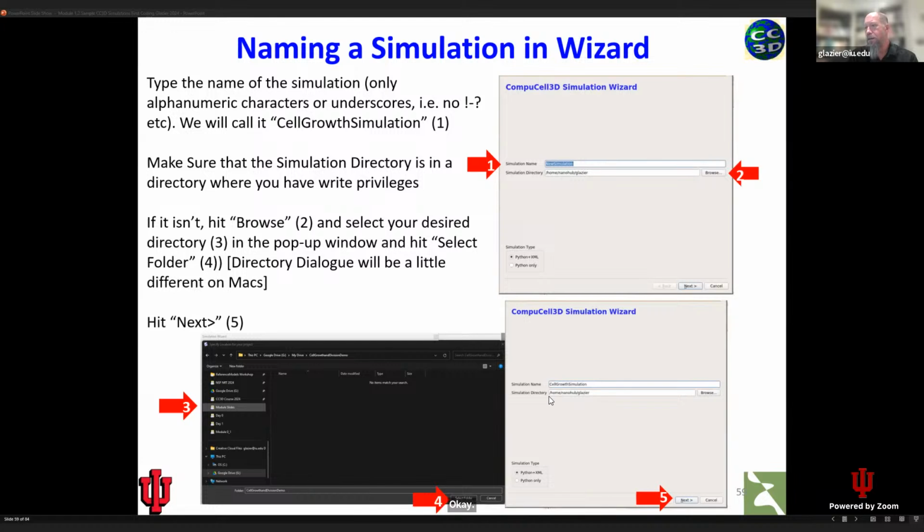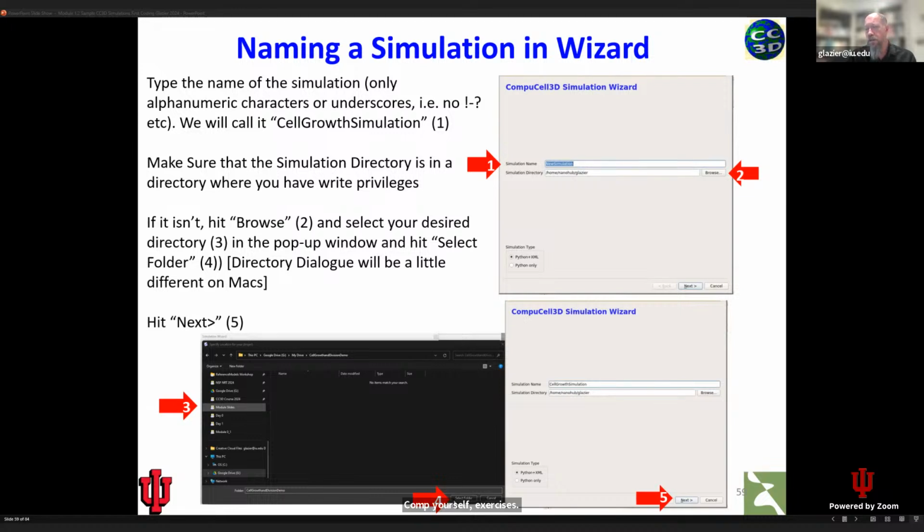Secondly, in the browse, navigate to something where you can write. Don't point to a directory that's not writable, and point to a directory where you want to have it. Again, it's a good idea to create for yourself during this course a directory, say on your homepage, called CompuCell Exercises or CompuCell Course.